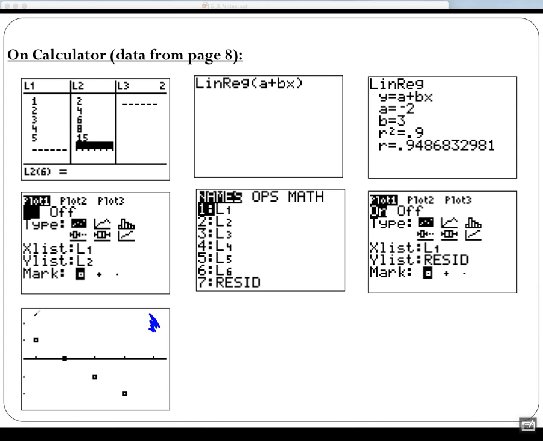Mine just says error again. Did you do the linear regression? Yeah, no, I have everything we need. Go to?